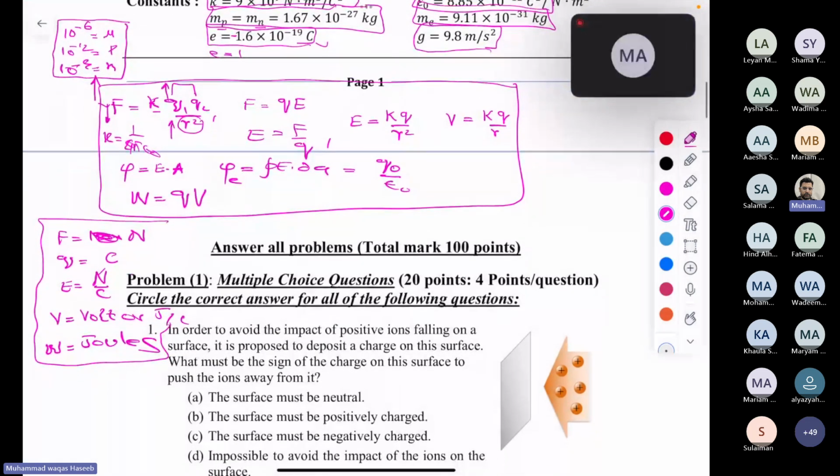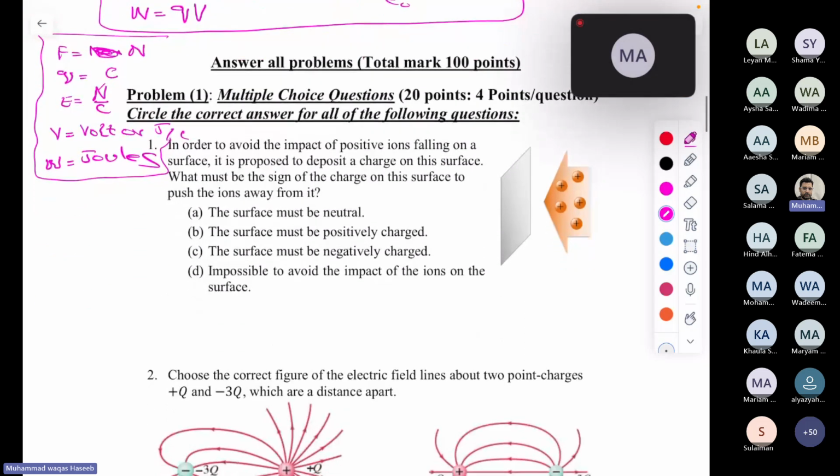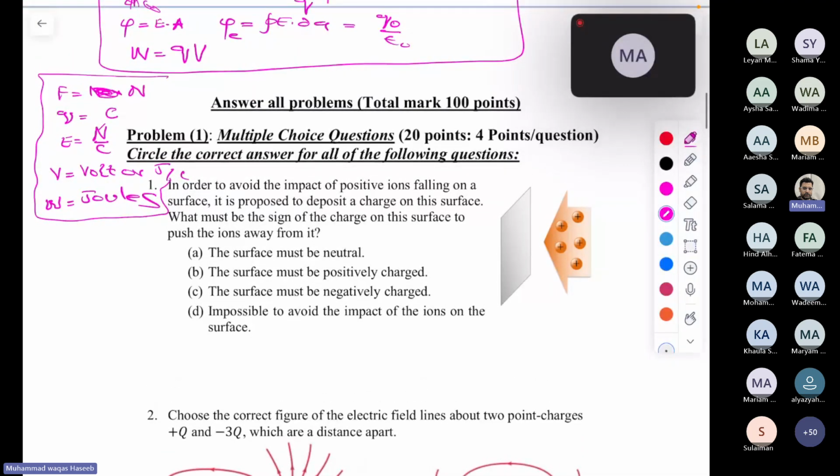Okay, so now let's move to the first question. It is all about MCQs. You need to answer an option. So let's understand the problem first, and then we will move on. The first question says that in order to avoid the impact of positive ions falling on the surface, it is proposed to deposit a charge on the surface. What must be the sign of the charge on the surface to push ions away from it?